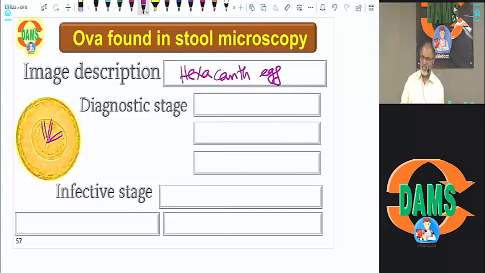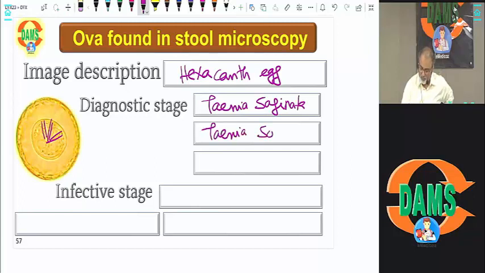Next is, what is the diagnostic stage? Hexacanth egg is the diagnostic stage for Taenia saginata, Taenia solium, Hymenolepis nana. All these three, man excretes. You do the stool examination, you can find Taenia saginata, Taenia solium, and Hymenolepis nana. These three, it is the diagnostic stage.